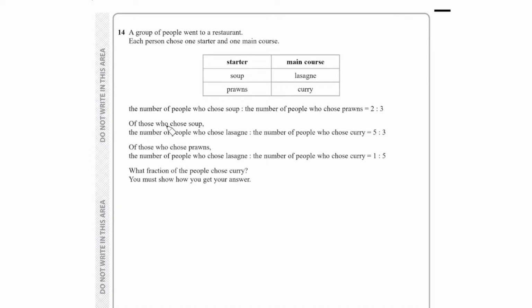And then it goes into detail about the main course: within the soup people, it was this, and within the prawns people, it was this. I'll read that in a minute, but let's get a gist of what we're trying to work out. What fraction of all the people chose curry?